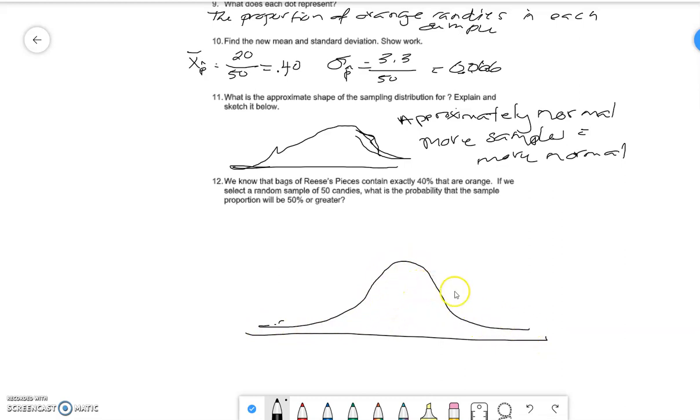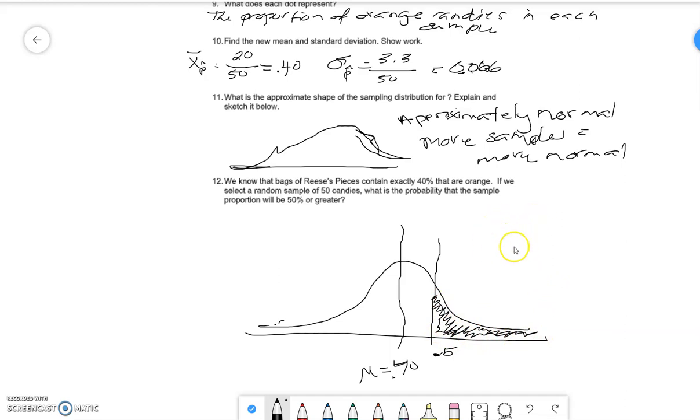So here's our normal distribution. Here's our population mean of 0.4. And here is the proportion that we're going to look at, 0.5. And we want to know, any of these are fair game, right? It's not just 50%, it's 50% or more. So any of these are fair game.